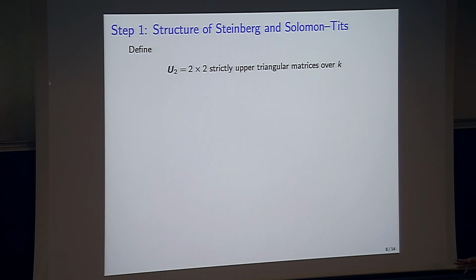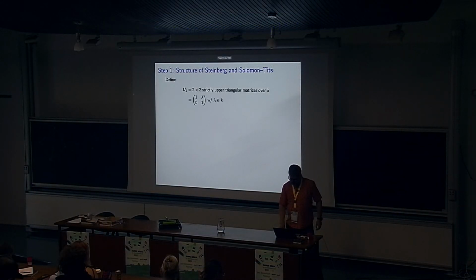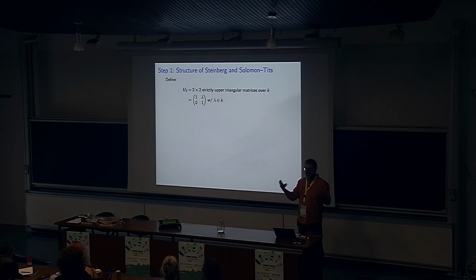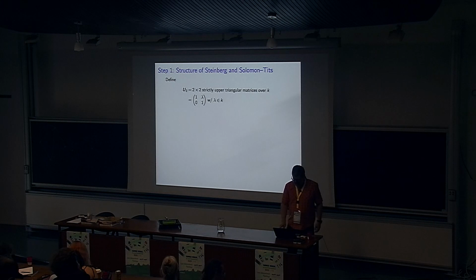We're just doing n equals 2, and so here's a definition: let U2 be the 2 by 2 strictly upper triangular matrices over our field. That's matrices that look like this: 1 lambda 0 1, with lambda an element of k. This is an abelian subgroup of a group, right? Easiest group of matrices imaginable. It's the unipotent radical of the Borel subgroup, pardon me. So the maximal parabolic. So anyway, minimal parabolic.